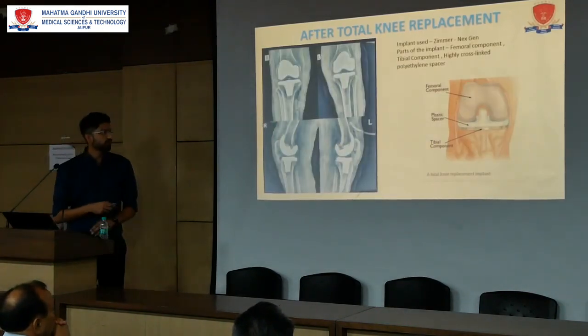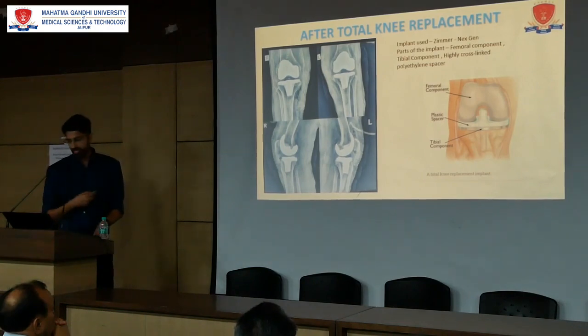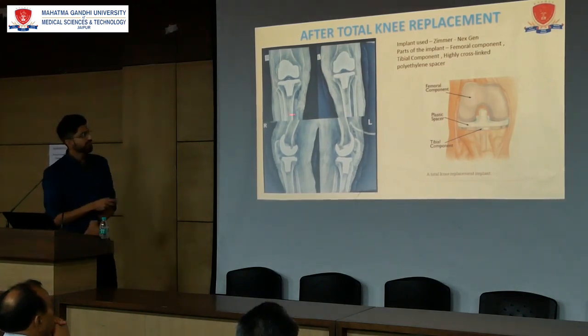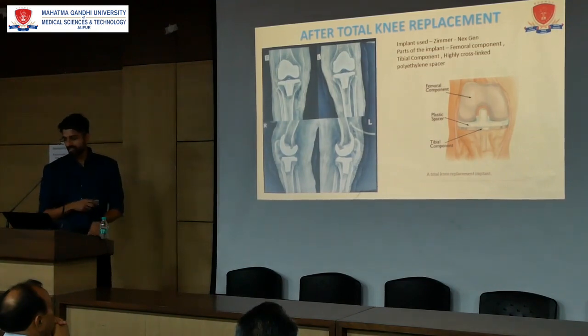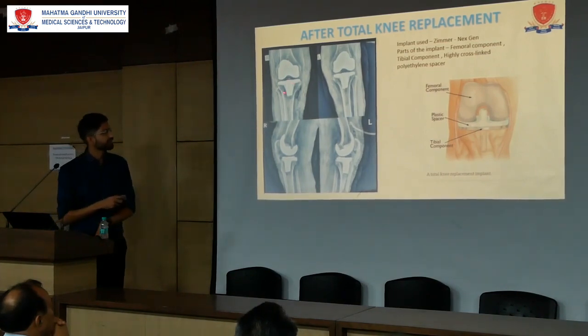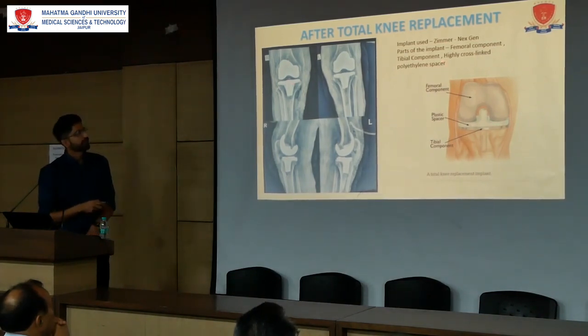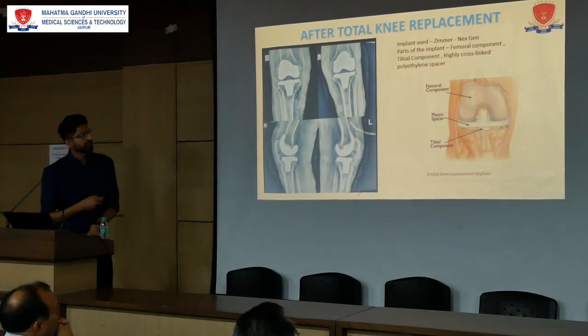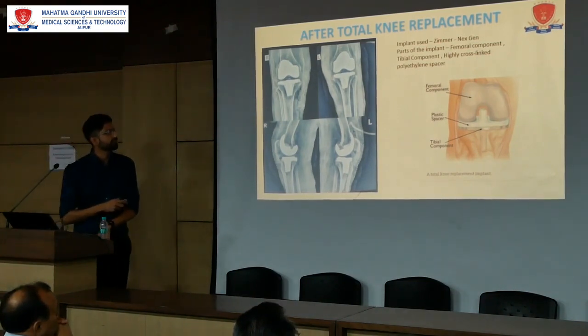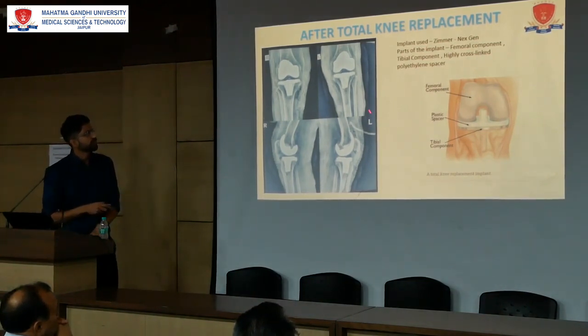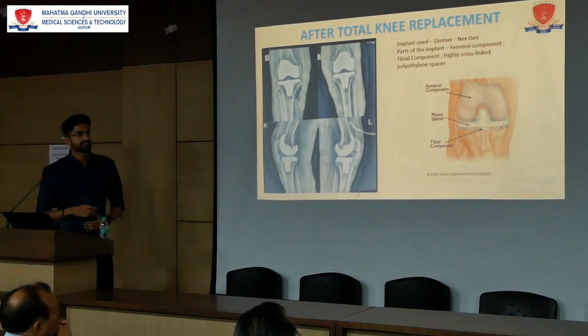This is the post-operative picture of the patient after the TKR. So as we can appreciate, these are bilaterally completely aligned knees after getting corrected, with visible femoral and tibial components in place. The plastic insert is not visible on the X-rays. The implant that we used is of Zimmer, that is the NexGen model, and the parts of the implant are the femoral component, the tibial component as shown here, and something that is not visible on the X-ray is the highly cross-linked polyethylene spacer.